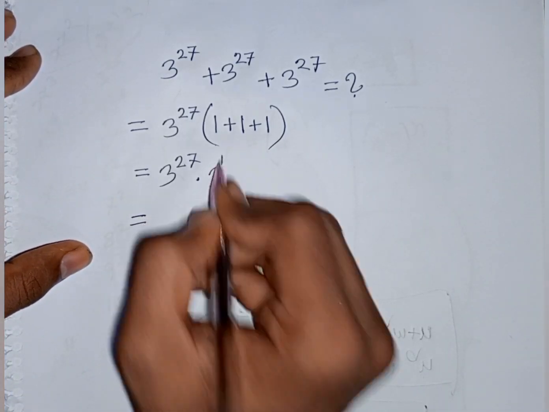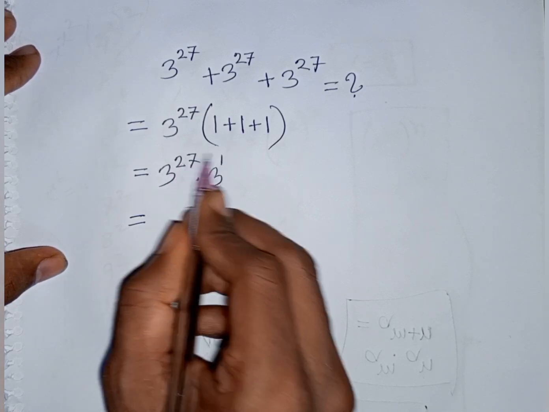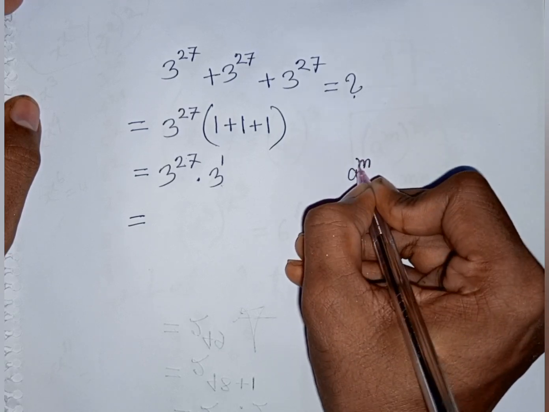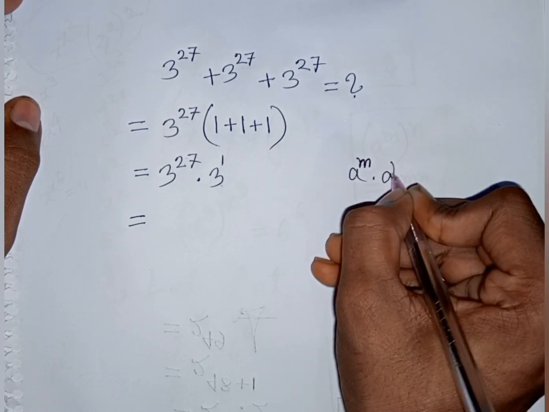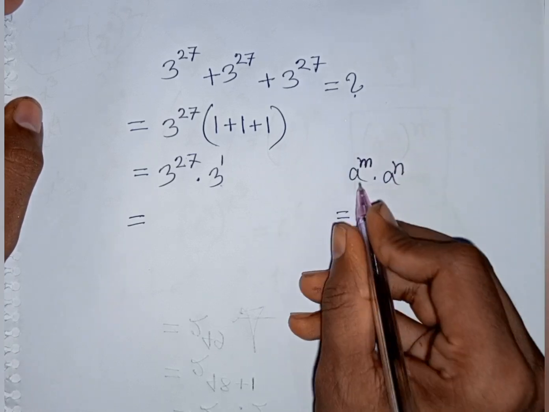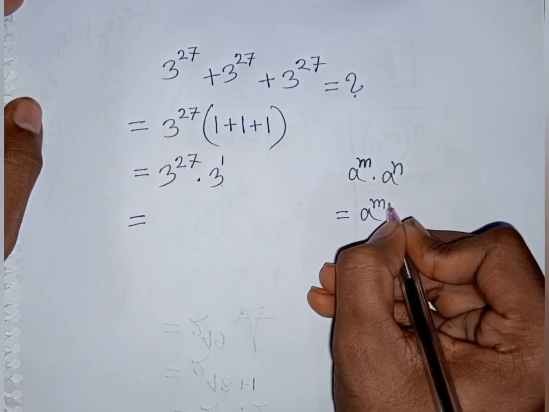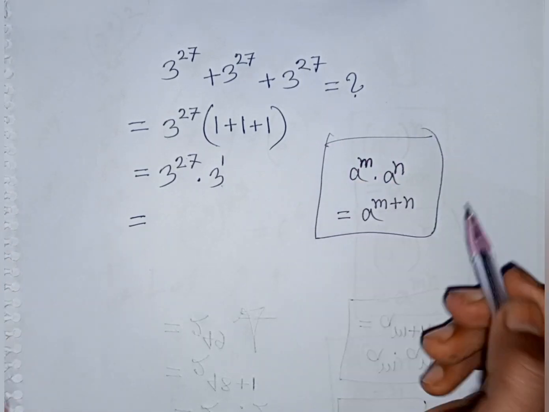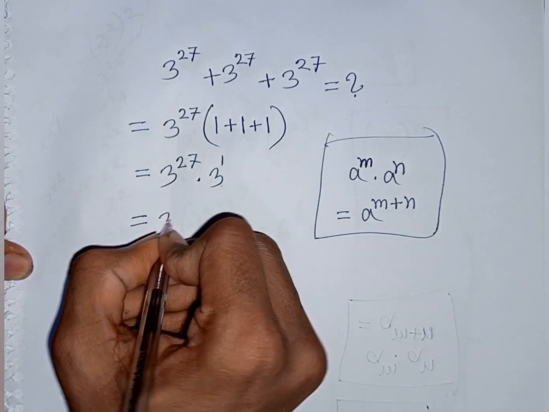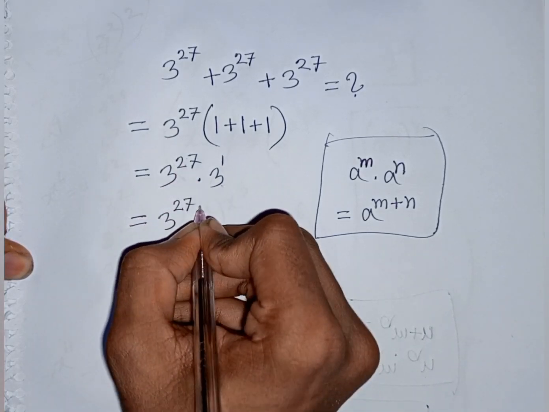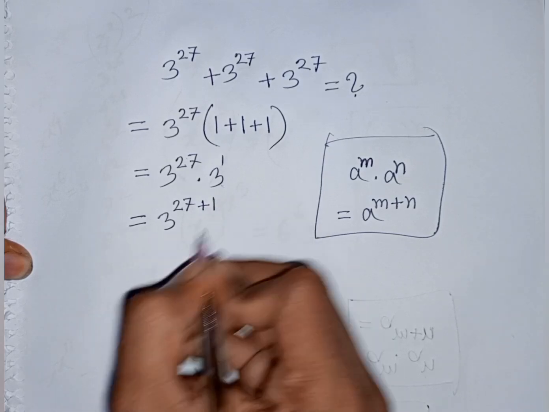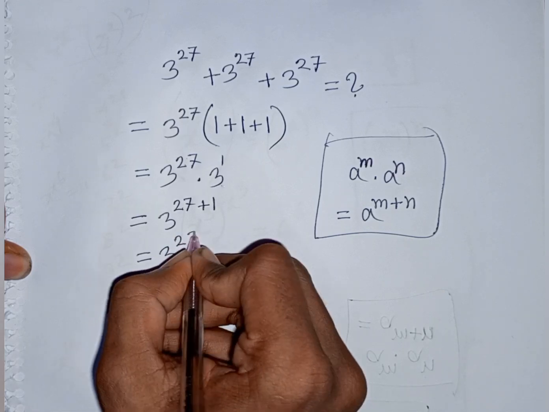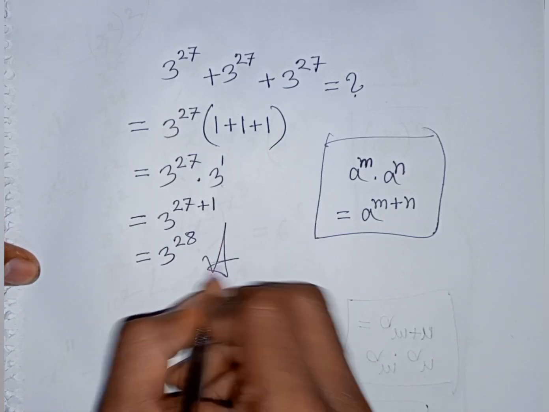Then here 3 is the same as 3 power 1. Now we see 3 is the same base but different power. So remember this exponential rule that a power m times a power n is equal to a power of m plus n. So according to this rule, you can write here 3 power of 27 plus 1, that means it will be 28. So 3 power of 28, this is our final answer.